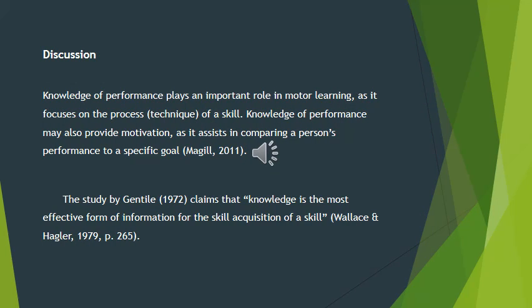Knowledge of performance is an important factor in motor learning, as it focuses on the process of the skill. This technique is important as it ensures the correct execution of the skill, regardless of the outcome. It can also play a role in motivation, which in turn encourages adherence in motor learning activities.